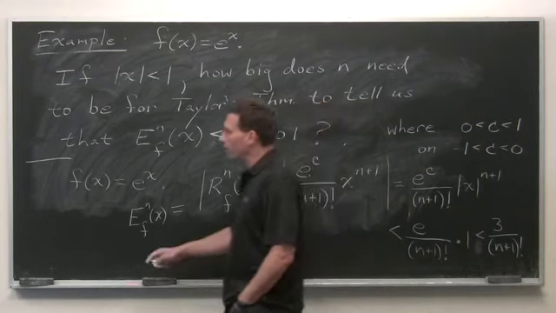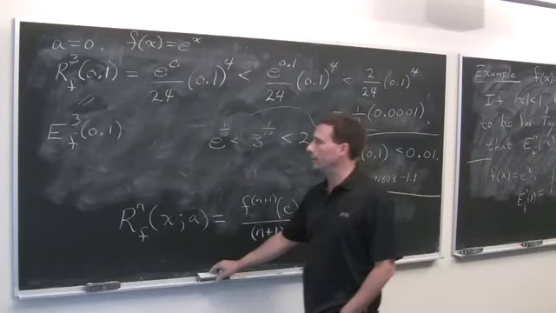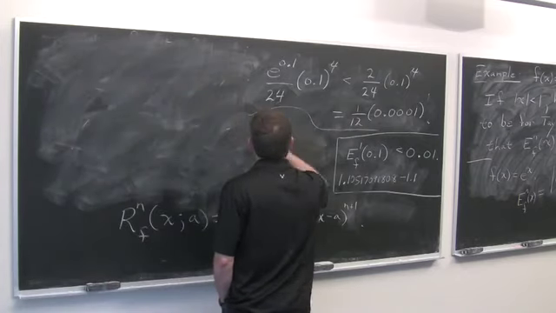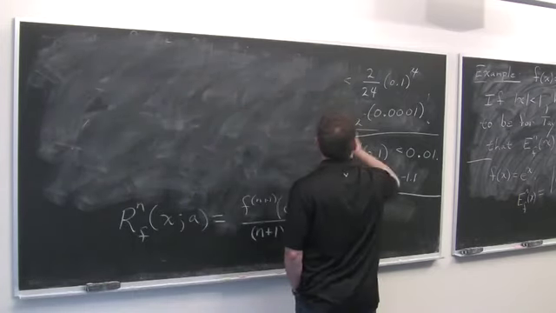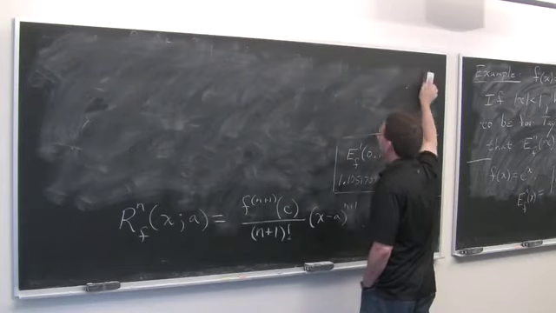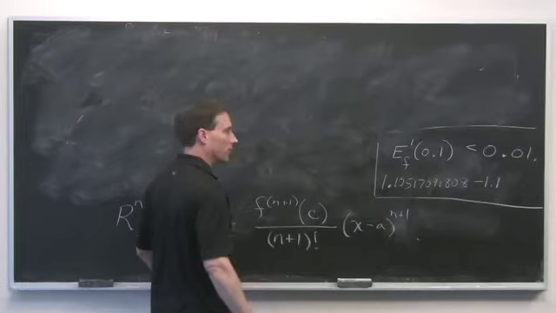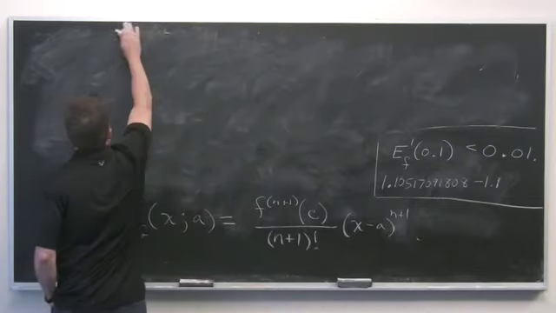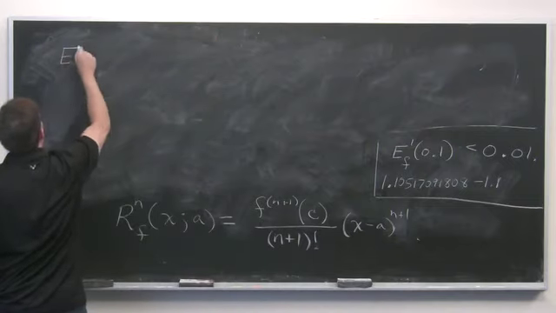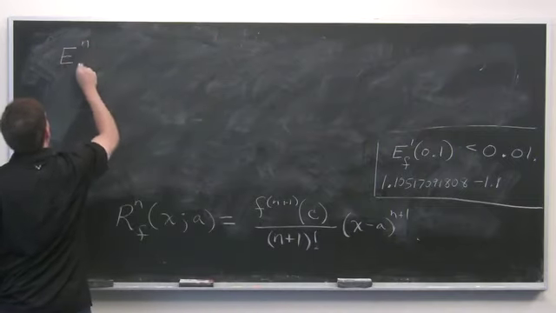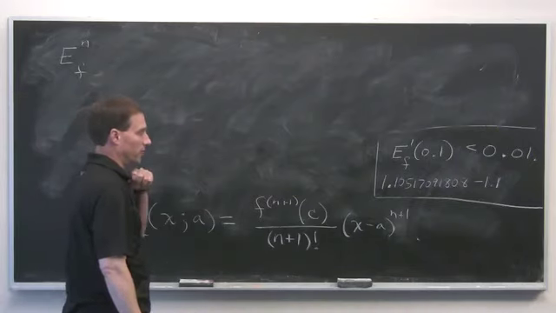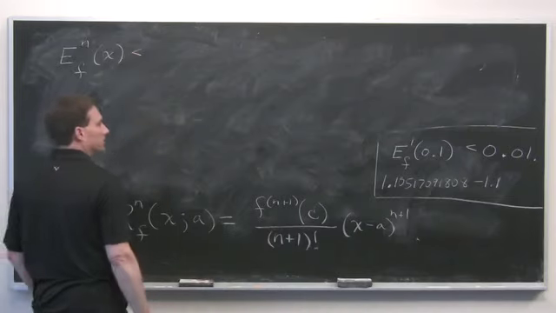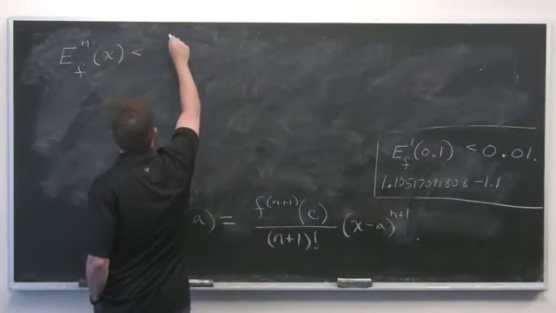So what we find after all of that is that the nth order Taylor error, we really assumed that x was not 0, but the error when x equals a is 0, so we can say this everywhere, for the absolute value of x less than 1, that this error is less than 3 over n plus 1 factorial.